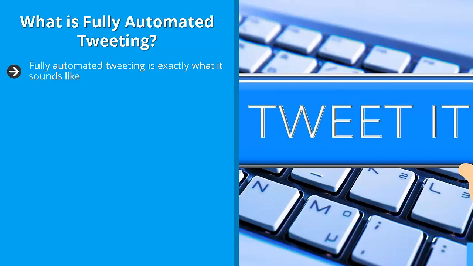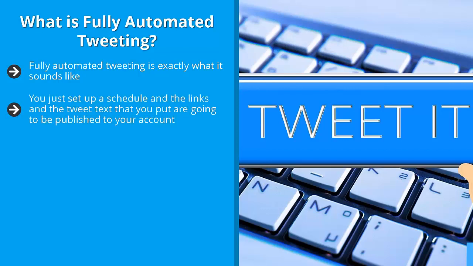The content that you are going to be tweeting is fed through a social media content publishing tool like Hootsuite or Social Oomph. You just set up a schedule and the links and the tweet text that you put are going to be published to your account. You don't have to babysit your Twitter account as it publishes tweet after tweet. You also automatically plug in the hashtag that you want to target for each tweet.